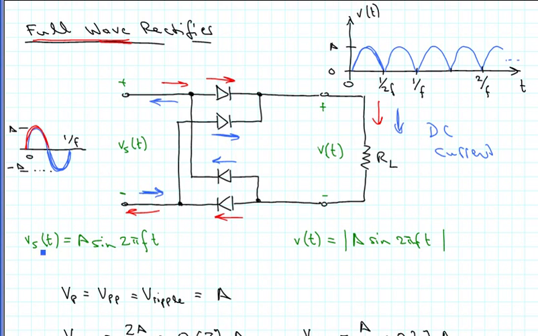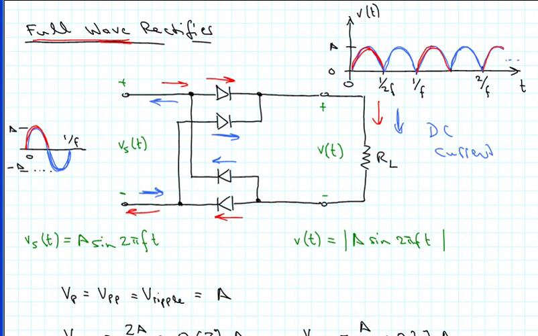So the input voltage is typically A times sine 2 pi ft, and then the output voltage V of t is just the magnitude of A times sine 2 pi ft. So whatever negative voltages we have at the input, they get flipped up. So if we look at this drawing here, this part came from the positive half wave, this comes from the positive half wave, and this comes from the positive half wave. And then the ones in between come from the negative half wave at the input.